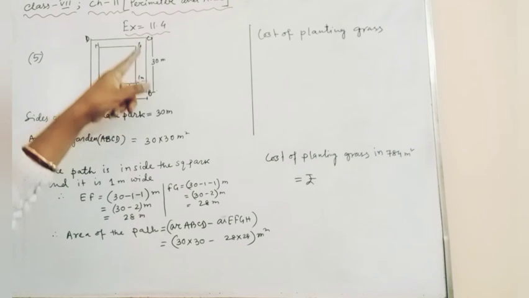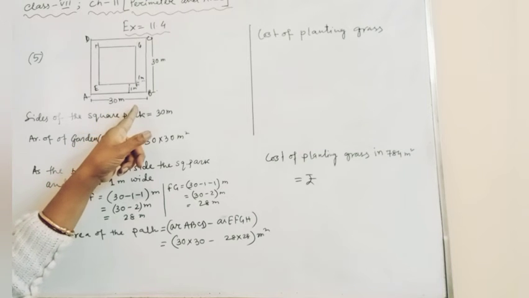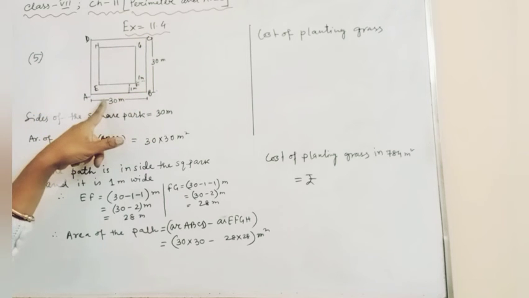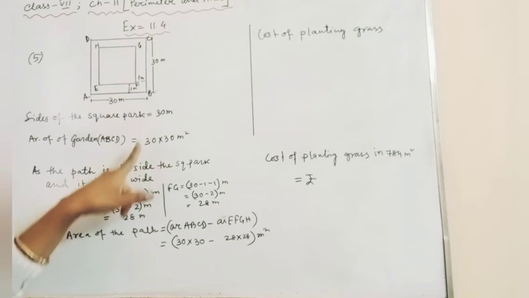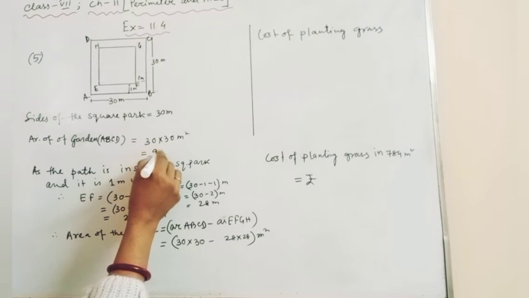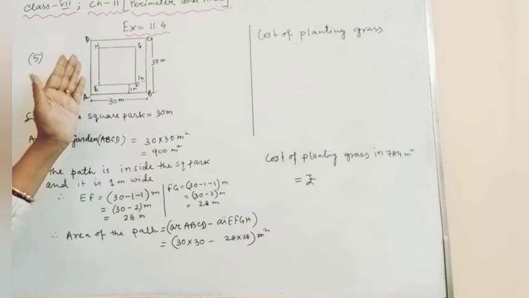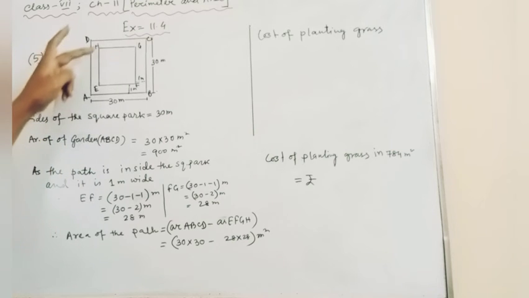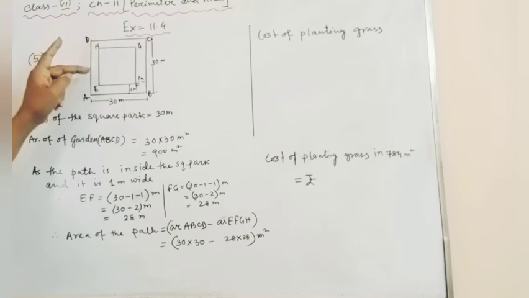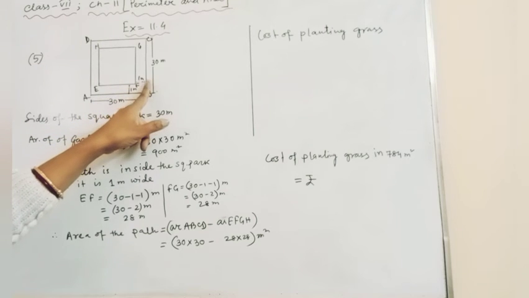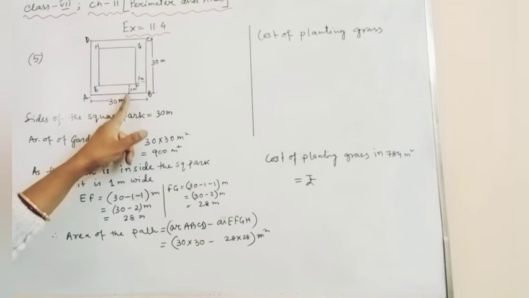A path of 1 meter wide is built along the border inside a square garden of side 30 meter. So it is a square garden, so length and breadth both are 30 meter. So the area is 30 into 30 meter square, that is 900 meter square. In the question, a 1 meter path is constructed inside the garden. So for the remaining portion of the garden, I am taking in the rough sketch EFGH. A 1 meter path is left in this way, on this side and on this side.